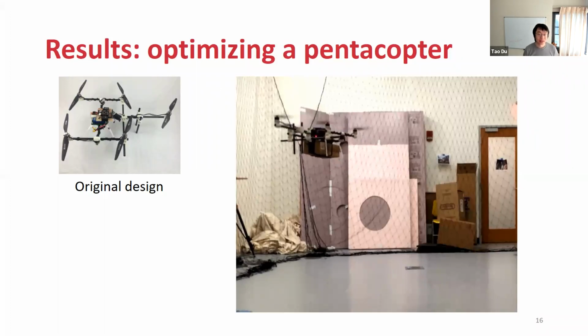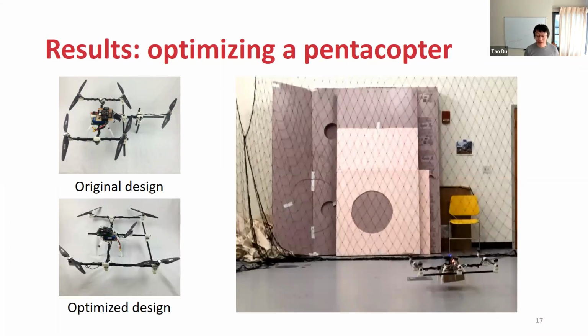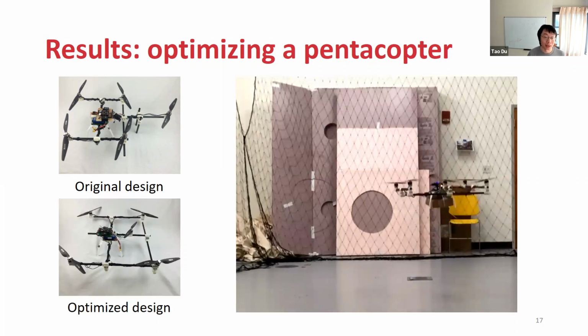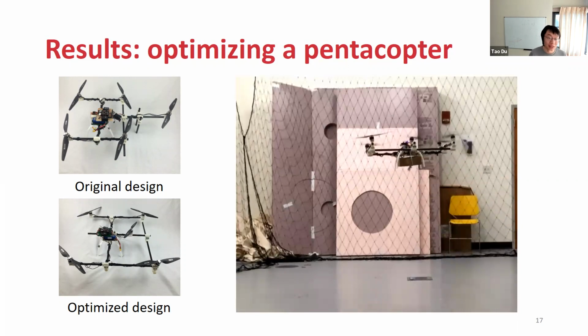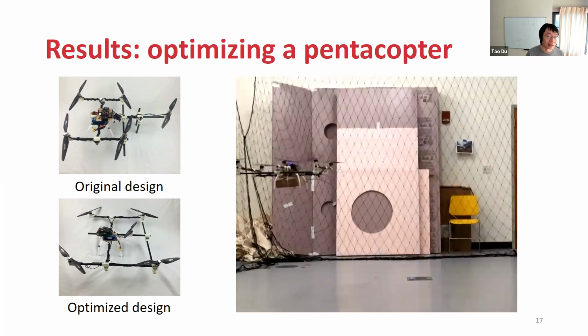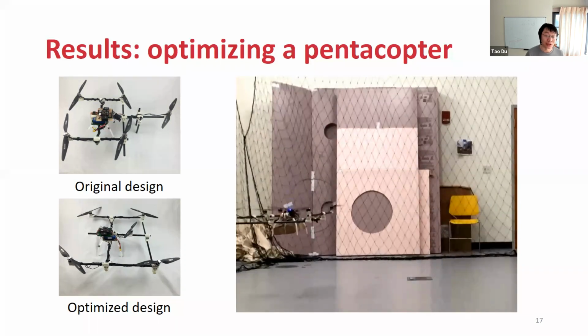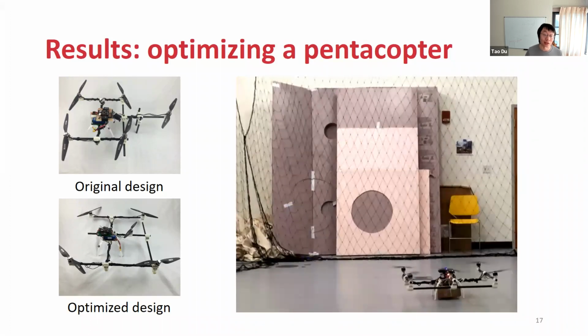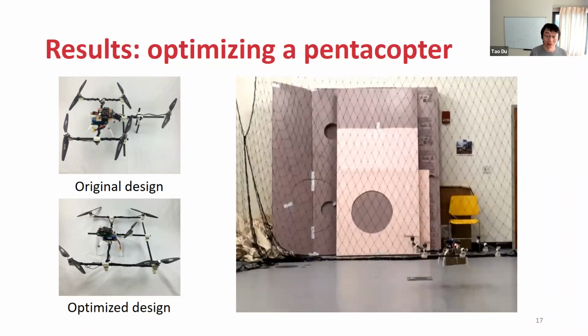And then we ran our computational robotic design pipeline, and the pipeline returned a new design, which, at least visually, is substantially different from the original design. Perhaps a few notable differences between the two designs are that for the optimized design, we see a drastic change in the location of the front rotors, and the whole frame becomes larger after the optimization.